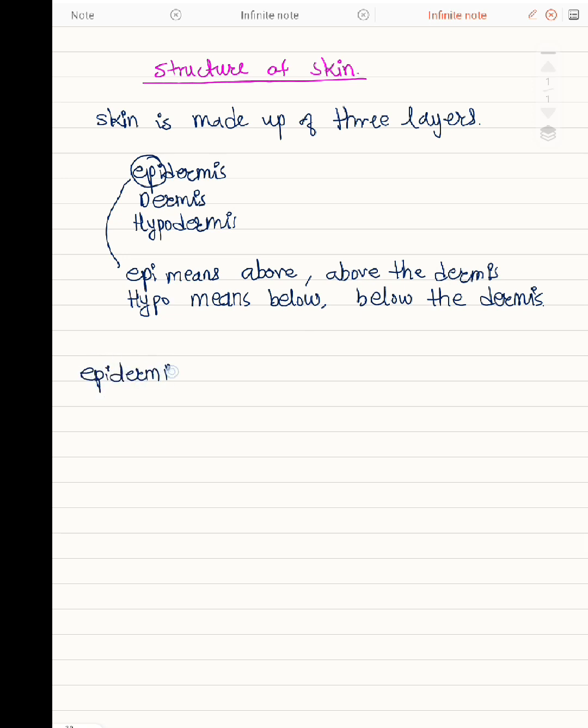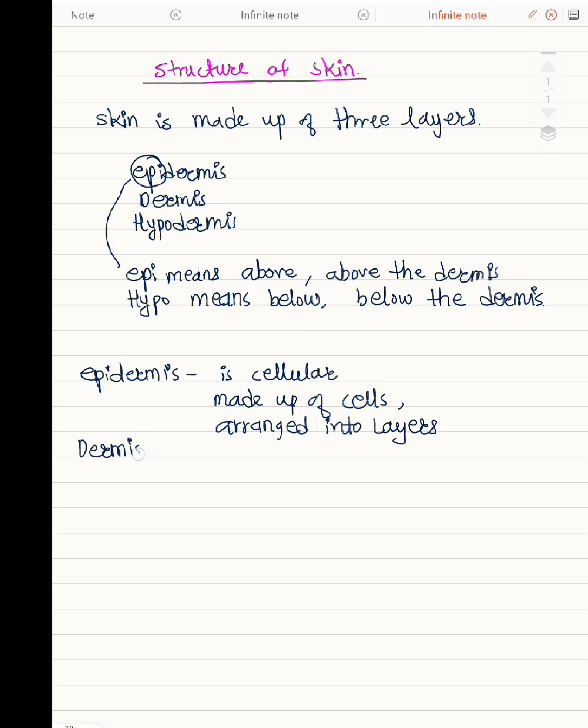Epidermis is cellular, made up of cells which are arranged into layers. Dermis is made up of connective tissue. And hypodermis is made up of adipose tissue.